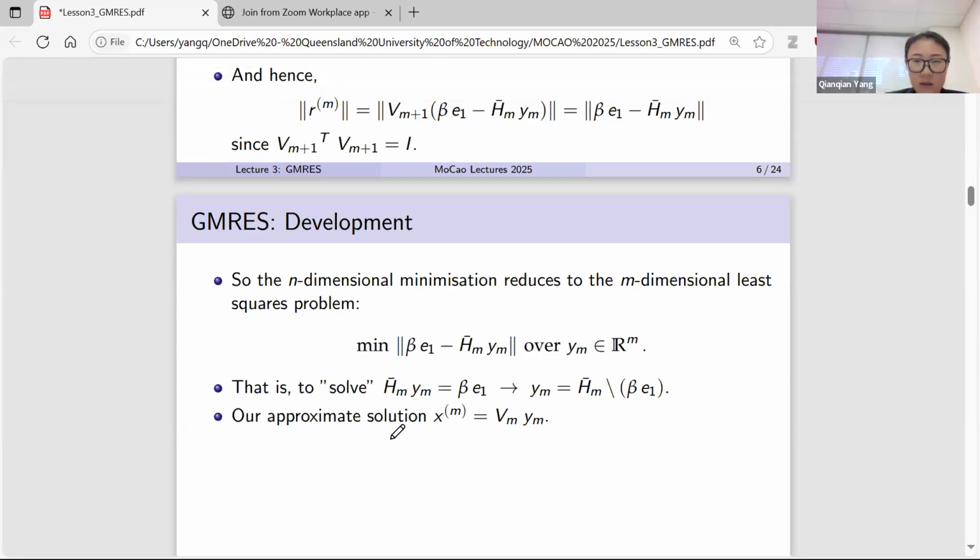And then, okay, then put the things all together. Our approximate solution x_m now is simply V_m times y_m. So this is GMRES, it's quite straightforward. It means that at the end of your Arnoldi decomposition, all you need to do is just add these two lines of code. One line is to compute y_m, and the other one is to compute your approximate solution. Add these two lines at the end of your Arnoldi method, then you have a GMRES for solving linear systems.